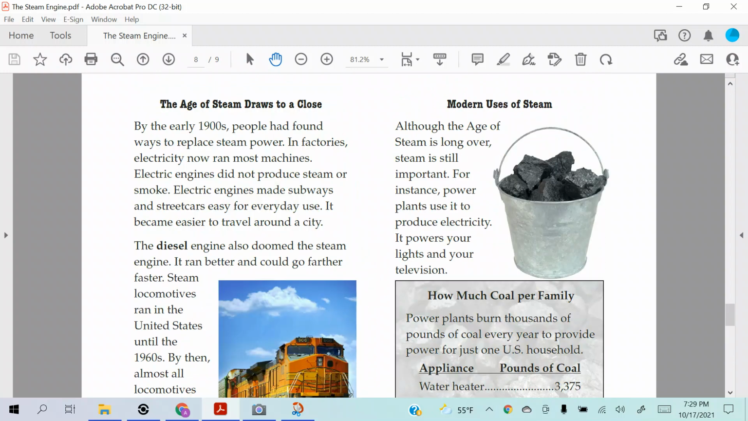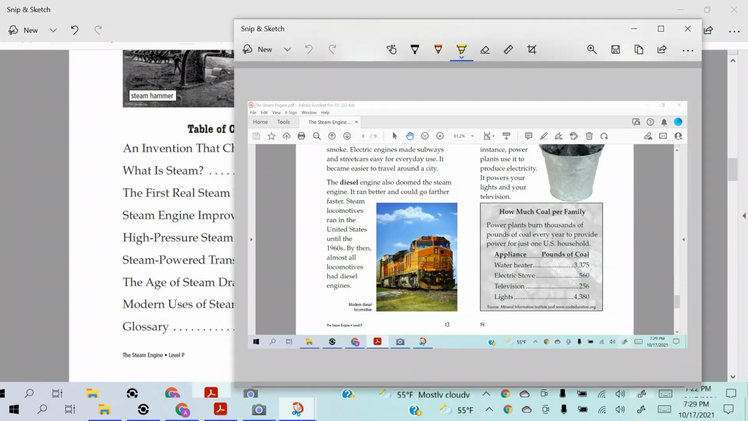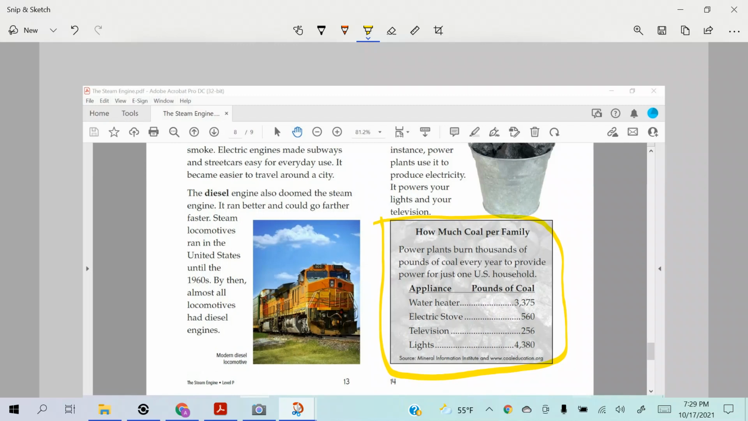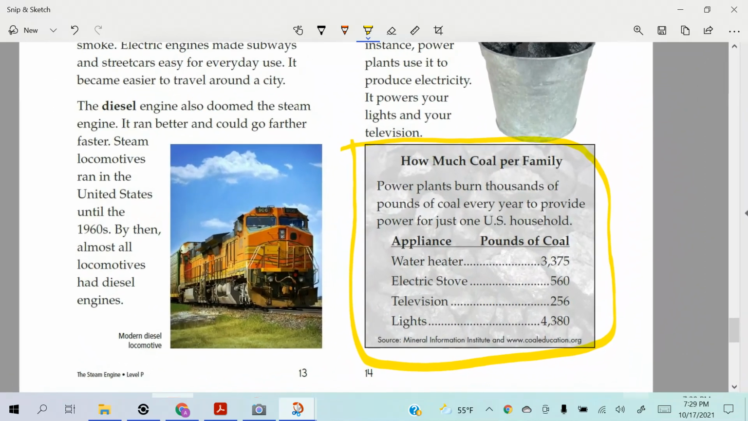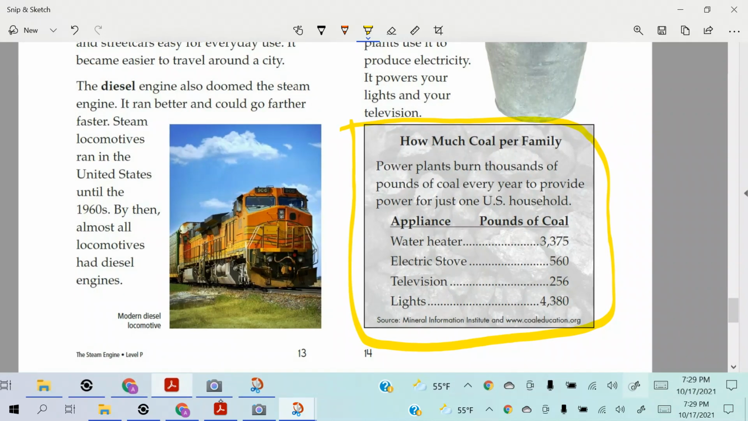So it says right here, so what do we call this? Remember we called this something the other day when I was teaching you text features. What is this little guy here called? Right? All right. So it says how much coal per family. Power plants burn thousands of pounds of coal every year to provide power for just one U.S. household. Appliance, water heater, 3,000 pounds. Electric stove, 560 pounds. Television, 256 pounds. Lights, 4,000 pounds of coal. Wow, that's interesting. That's per one family. Something to think about.